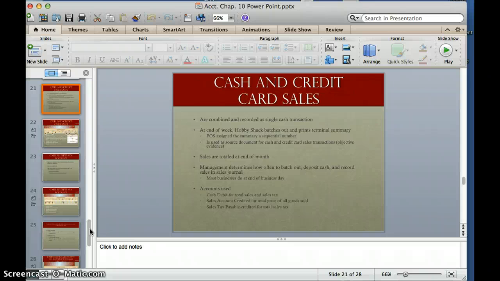The accounts that you use are cash debit for total sales and sales tax. The money that you bring in, you're going to debit to cash, in that far right column. You're going to credit the sales account for the total of all the goods sold. And then you're going to credit sales tax payable, because you owe that to the government. That is a credit to you until you pay. It's a liability until you pay it off.